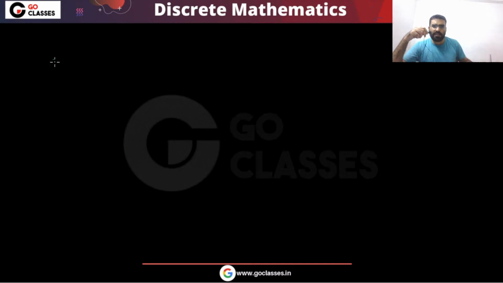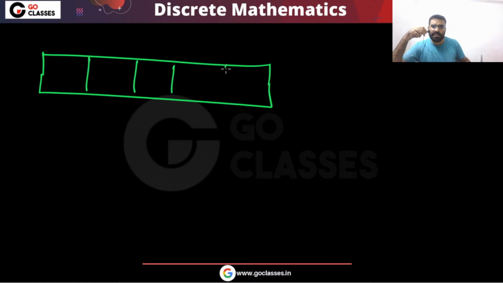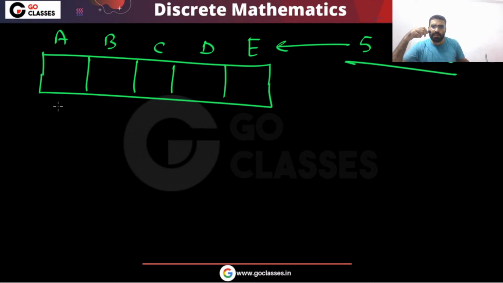The question is saying that there are 5 people. Let me call them A, B, C, D, E. To every person we give a number. Let us assume this number is given to A, this number to B, this number to C, this number to D, and this number to E. So 5 people are there and every person has a different number.